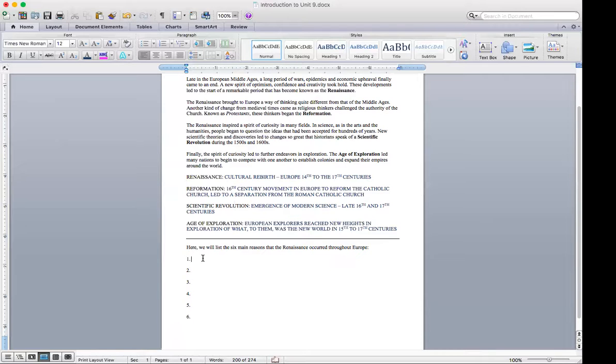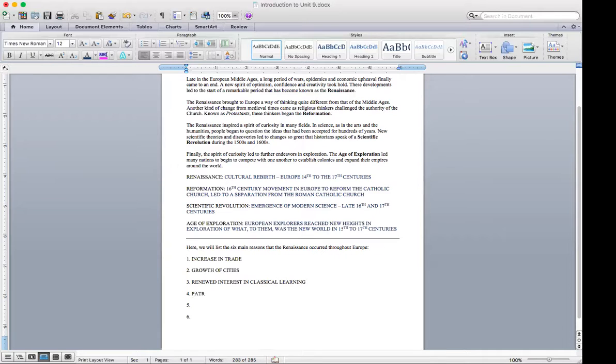So to begin our study of the Renaissance, there are 6 main reasons that the Renaissance occurred throughout Europe. And they are: 1, increase in trade; 2, the growth of cities. So trade increased, people started trading on a wider scale, and cities started to grow. They started to get bigger. More people moved to cities. We also at this point see a renewed interest in classical learning of the ideas of the Greeks and the Romans.